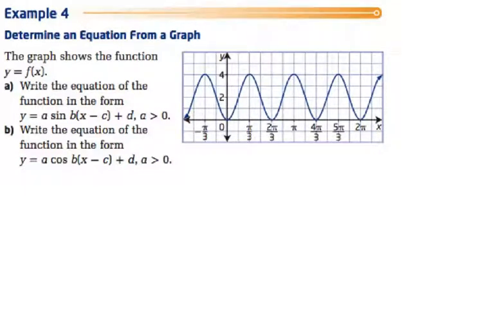With this example, essentially what we're going to do is reverse engineer the process. I've now given you the graph of a transformed function, and I want the equation of it. We'll deal with a sine and a cosine function at the same time because there's actually a lot of similarities between treating this as a sine function versus a cosine function.